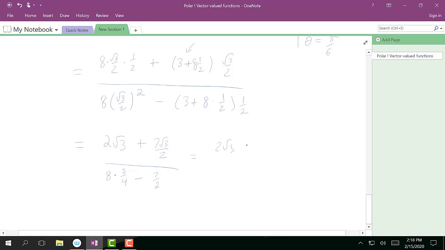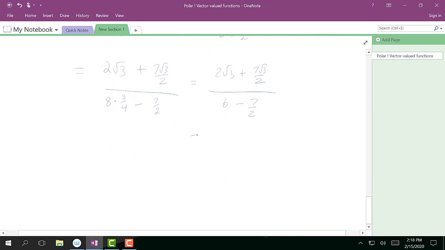So I get 2 root 3 plus 7 root 3 over 2, over 6 minus 7 over 2, and then keep going, let's see what we get. So I'm going to get 4 root 3 plus 7 root 3, just to bring this all over 2, over 12 minus 7, so 5 over 2. So I'm going to multiply it by 2 over 5. We're almost done. Hopefully this is right.